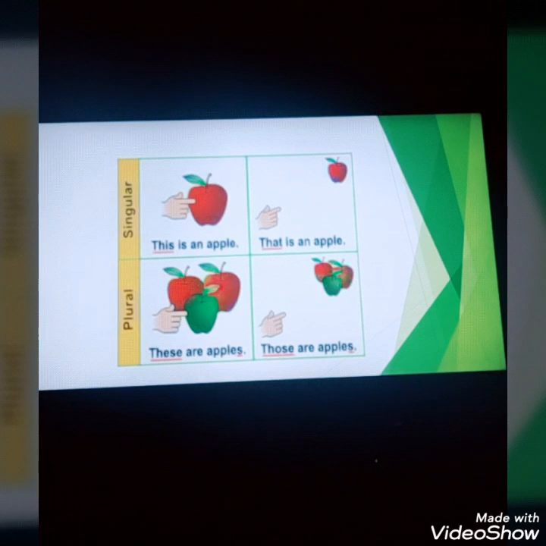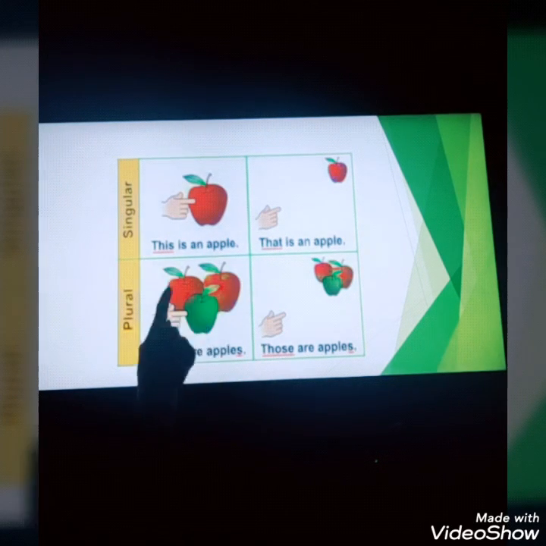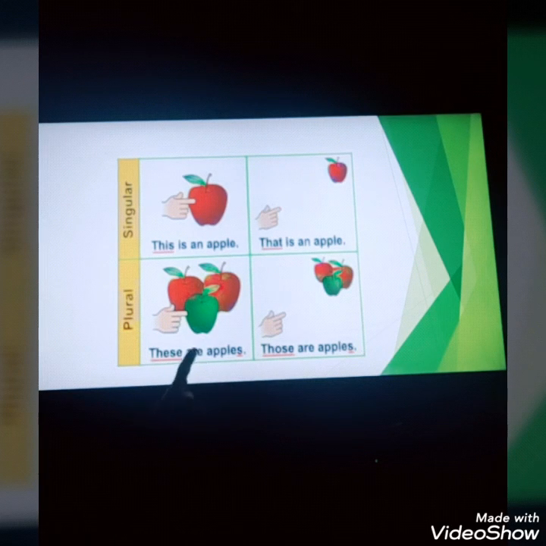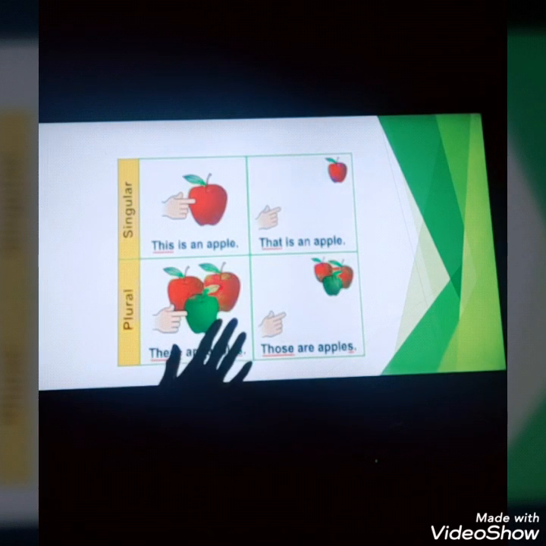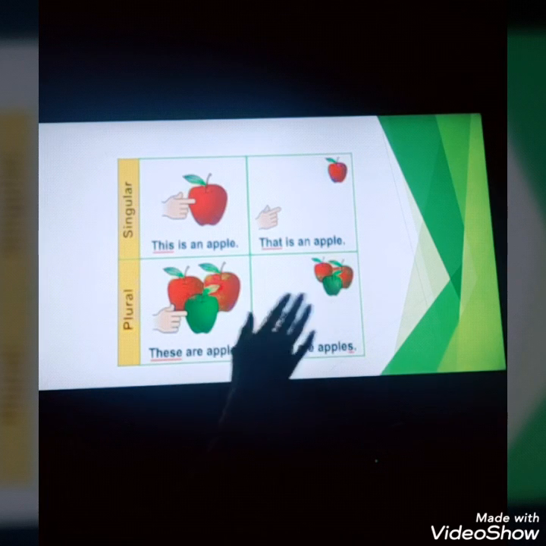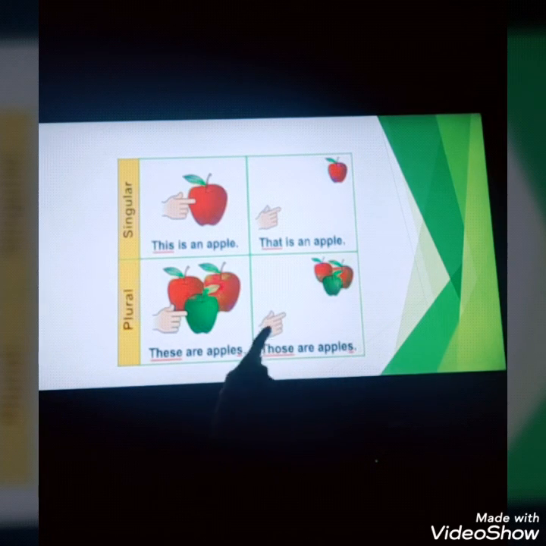In plural, when it is more than one, we will use these and those. If there are 3 apples, these are apples. I am showing to you, these are apples. And if these apples are lying very far from me, I will use those. Those are apples. Okay? Let us take one more example.